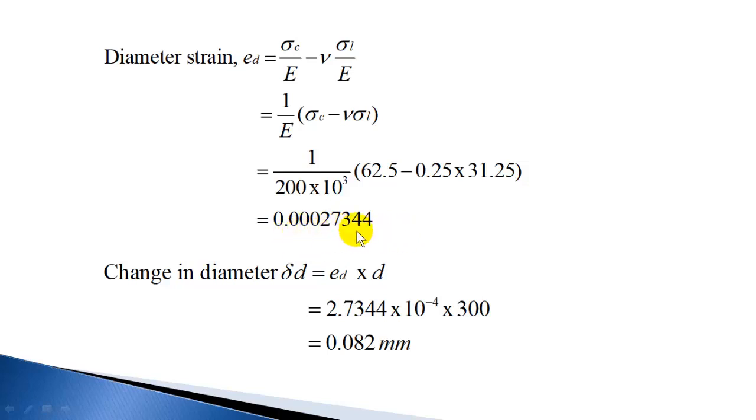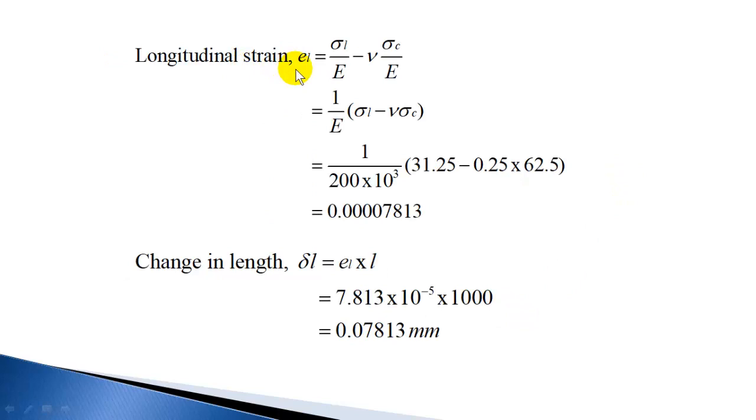Now this is the change in diameter per unit length. So if you multiply the strain with the diameter, you will get the change in diameter. So change in diameter delta D is ED into D, since ED is delta D by D. So strain is the change in length per unit length; in 300 mm length, you multiply with 300, which will give the change in diameter as 0.082 mm.